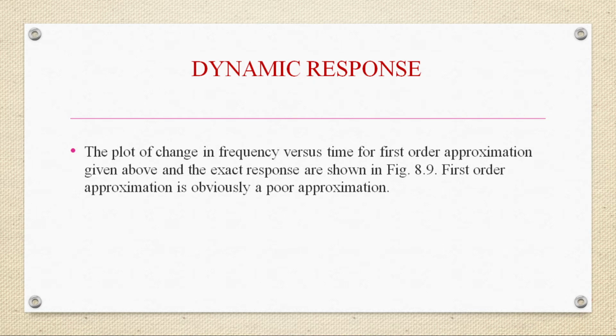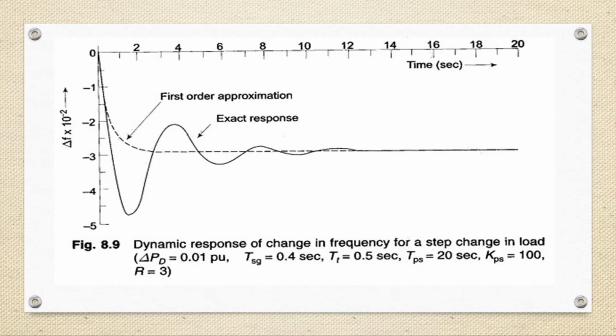The plot of changing frequency versus time for the first order approximation can be shown like this. In this diagram we can see the dynamic response of changing frequency for a step change in load, and we have to mention the values also here: delta Pd is 0.01 per unit, Tsg is 0.4 seconds, Tt is 0.5 seconds, Tps is 20 seconds, Kps is 100, R is equal to 3. Time is on the x-axis and frequency on the y-axis. The dotted line shows the first order approximation and the thick line shows the exact response.